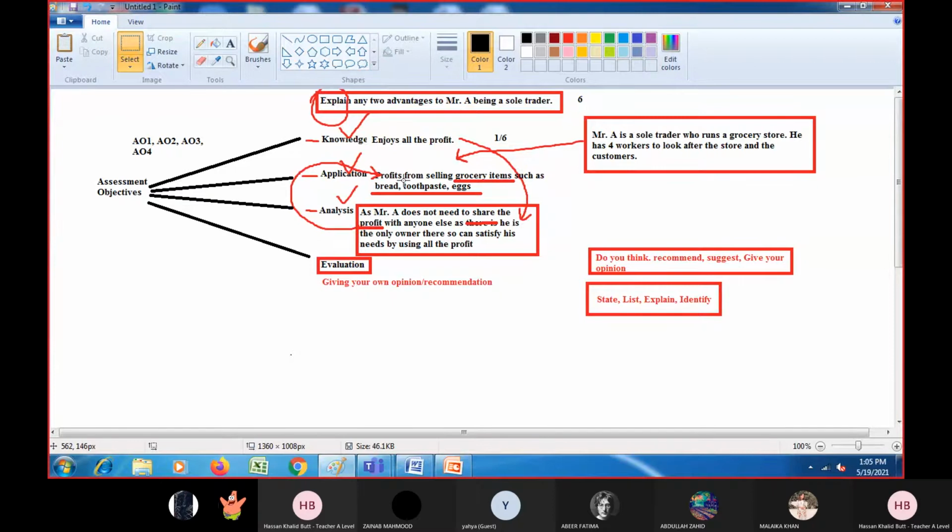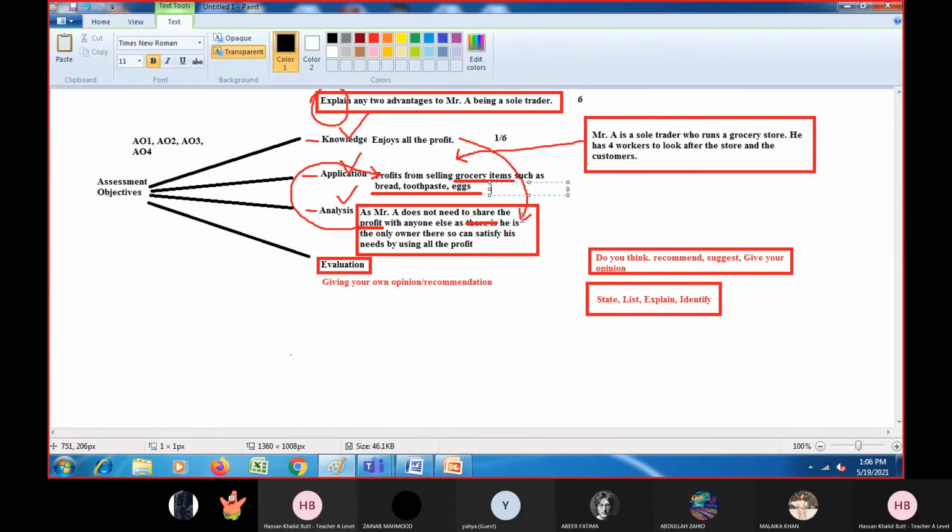Now, I told you earlier, using the context does not mean that you have to use the same words from the business situation which is given. It should be in context. It's written that it's a grocery store. So obviously, it is understandable that a grocery store must be selling items of daily need, and they may be bread, toothpaste, eggs, right? So that is why it is well in context, and you will get marks for the application. So for application, you will get one more mark. That is, now you will get 2 by 6.